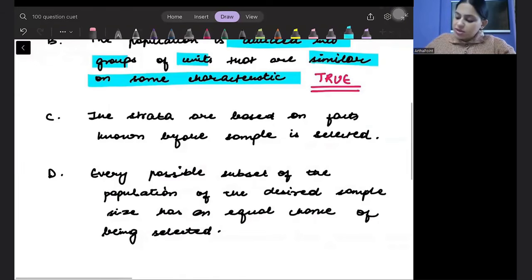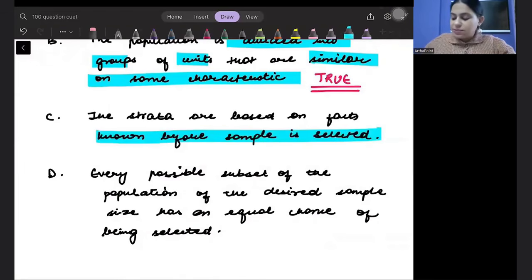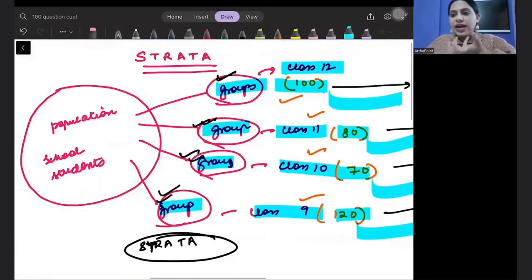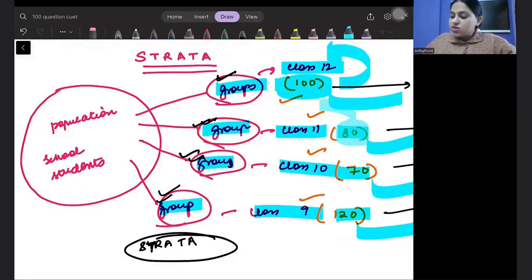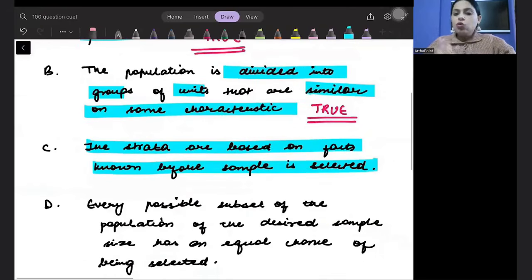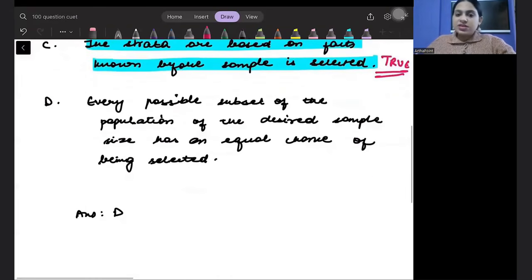The strata are based on facts known before the sample is selected. Yes, the fact was that there is a commonality between them, that these children belong to the same class. I know this fact that all these 100 students are from class 12th, all these 80 students are from class 11th, all the 70 students are from class 10. So I know this fact, right? I know this fact before I am selecting my sample. So this is also a true statement.